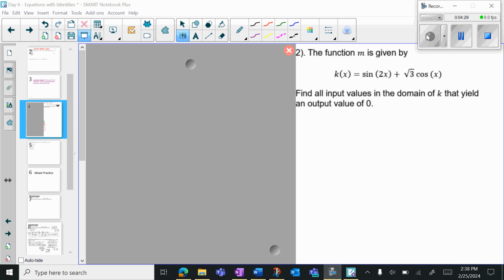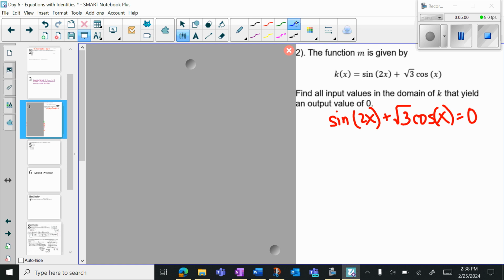For the next question, number 2, the function k is given by k of x is equal to sine of 2x plus radical 3 cosine x. Find all input values in the domain of k that yield an output value of 0. So just like the last question, I'm going to set k of x equal to 0. So I have sine of 2x plus radical 3 cosine of x is equal to 0.